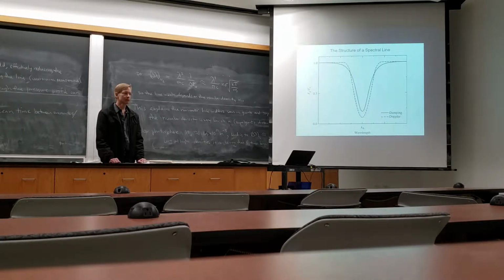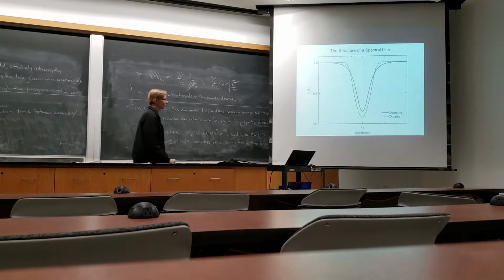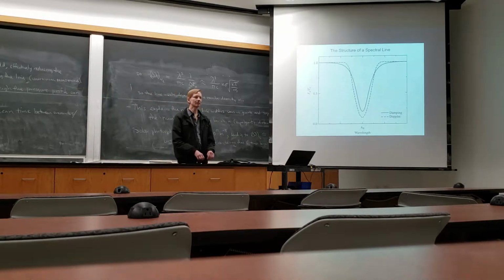The Doppler profile, Doppler broadening plus turbulent broadening, is shown by the dashed line. And these have been scaled to have the same equivalent width, so there's the same area under the curve in both cases. That's just so that you can compare them apples to apples with one another.